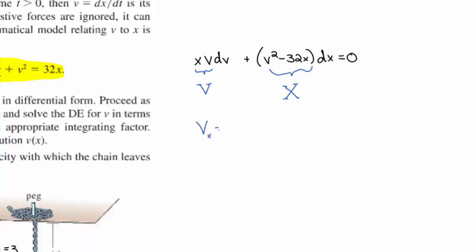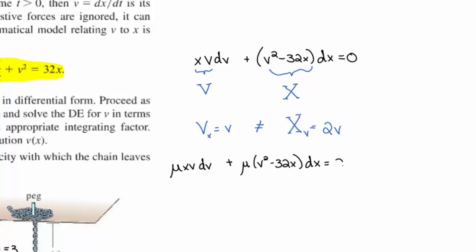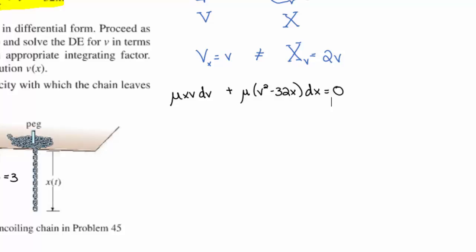So let's look at V sub x, the partial derivative of capital V with respect to x. It is going to be little v. Remember, little x is considered to be a variable there, but little v is not. And then capital X sub v, the derivative of that capital X function with respect to v, is going to be 2v. Well, these are not equal, so this is not exact. So what do we do? We multiply both sides of that equation by a mu. I have mu xv dv plus mu times (v squared minus 32x) dx equal to mu times 0, which is just 0.